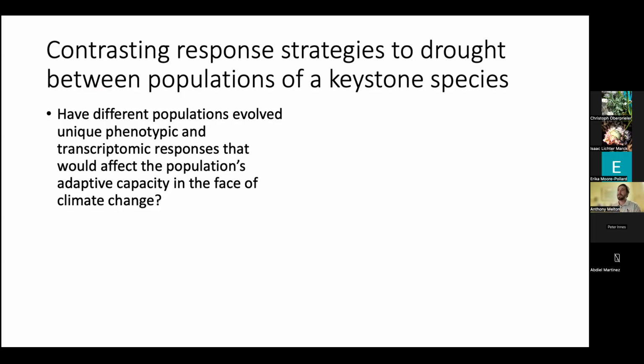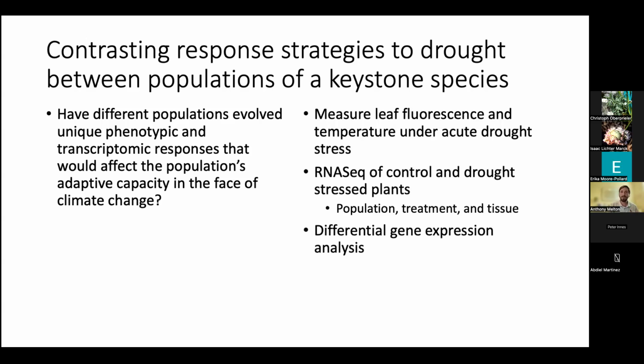So for this in particular, we focused on diploid cytotypes. And we looked at a few different metrics to try to understand how they're responding to drought stress. We used leaf fluorescence and temperature under acute drought stress to determine how efficiently they're able to still perform photosynthesis and how quickly they're shutting off those pathways to protect themselves under drought stress.